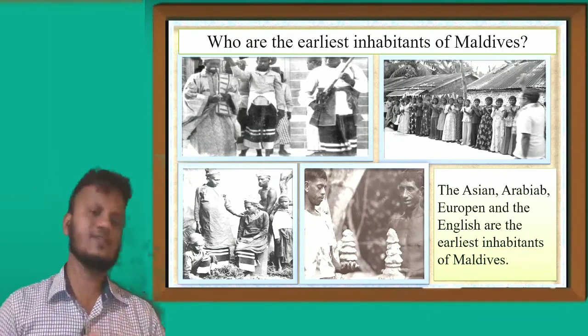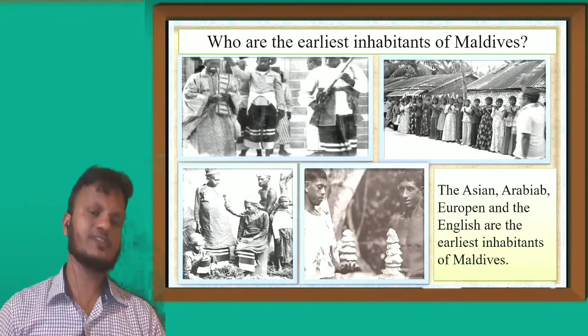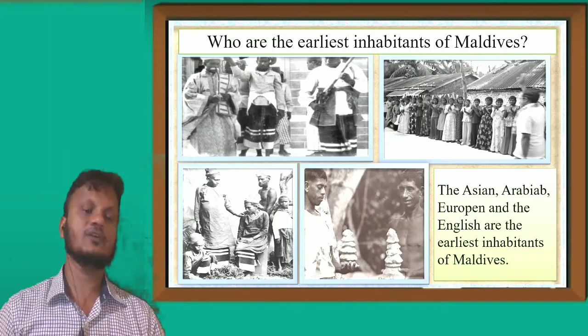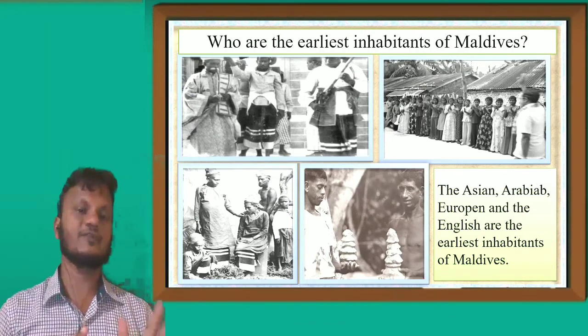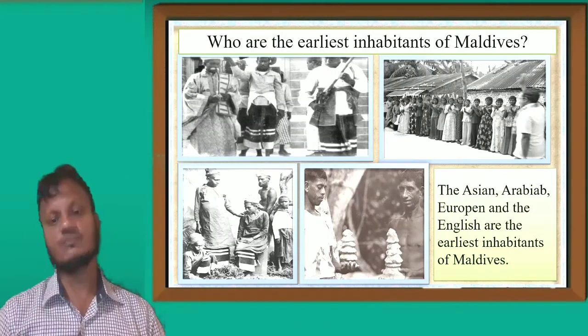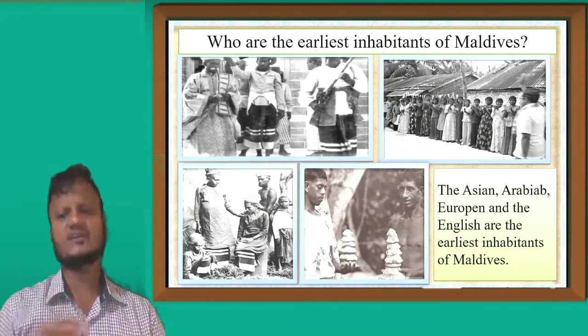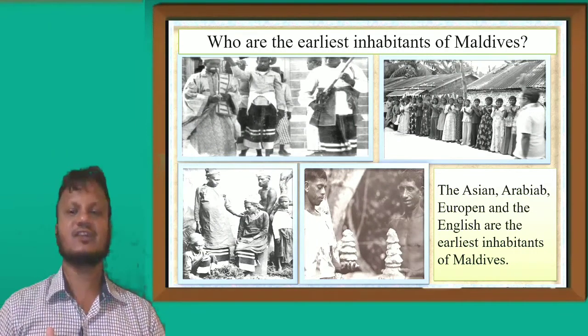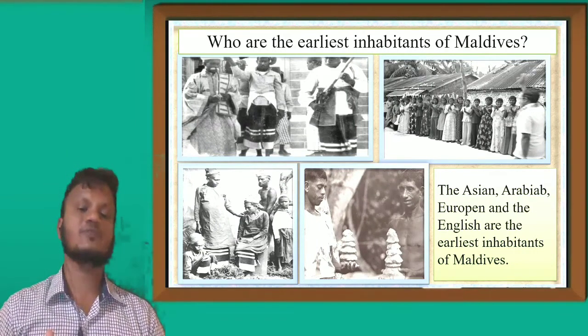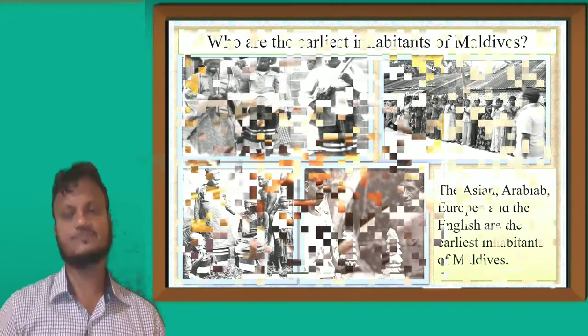Okay, in the passage we already know that the first Asian people, especially from India, went to Maldives to live. Okay, then came Arabian people, European people, and at last English. The English also ruled Maldives for several years.